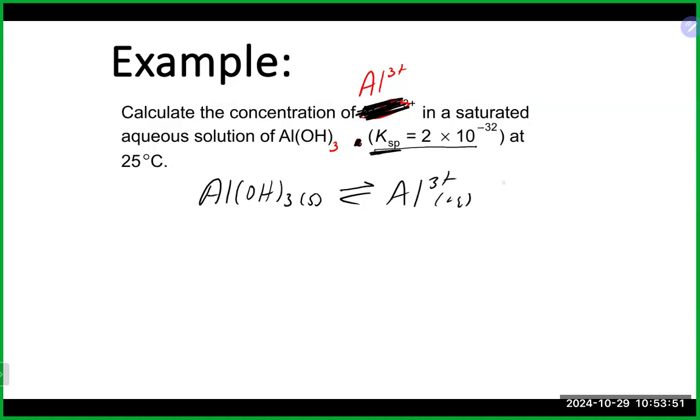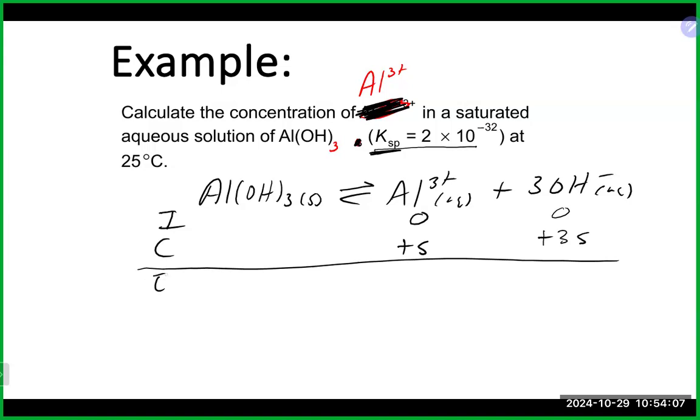This is going to break apart into aluminum, and we will get 3 hydroxides in this particular case. Initially, we're going to start with 0 of these. The change is going to be plus S, and this is going to be plus 3S. That means when we get to equilibrium, we'll have S and 3S. Questions on the ice table?